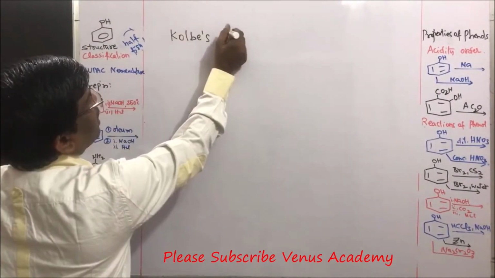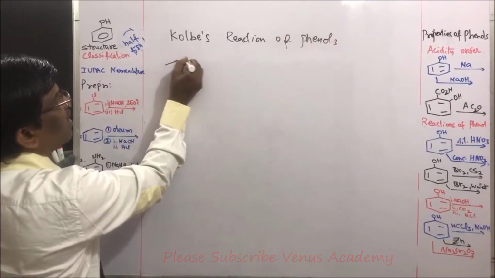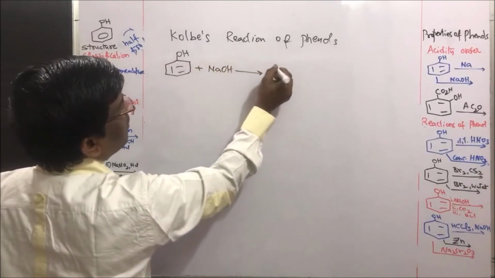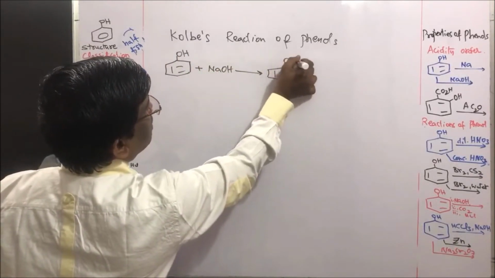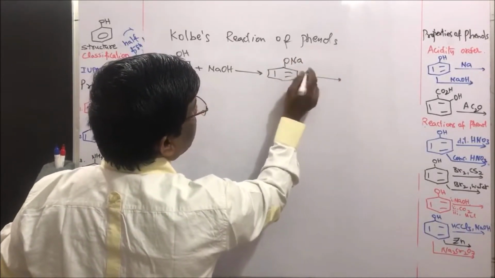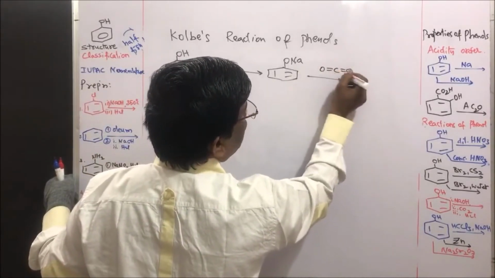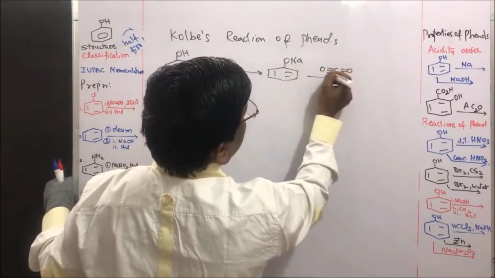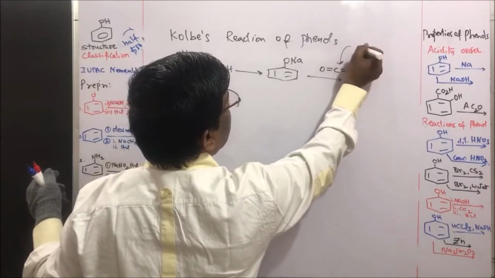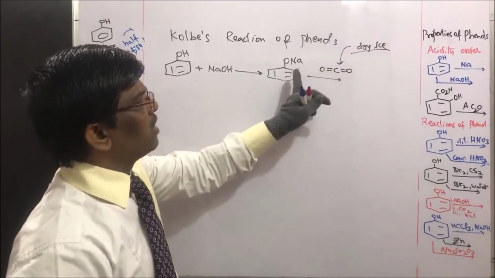Yes, students, Kolbe's reaction of phenols. In this reaction, let us take phenol and react it with sodium hydroxide. It is going to give sodium phenoxide. This sodium phenoxide is going to undergo electrophilic substitution, with a neutral electrophile, in the presence of carbon dioxide. This carbon dioxide is nothing but dry ice. We get dry ice as a solid and add it into the reaction mixture.